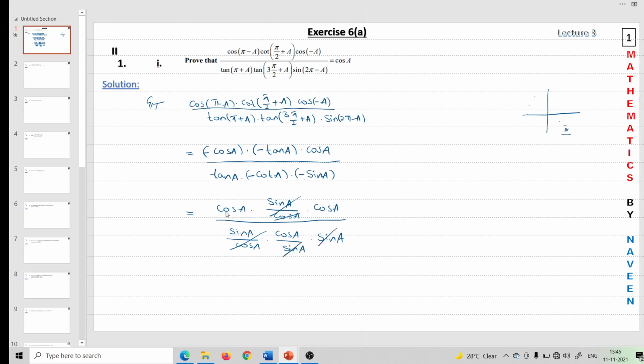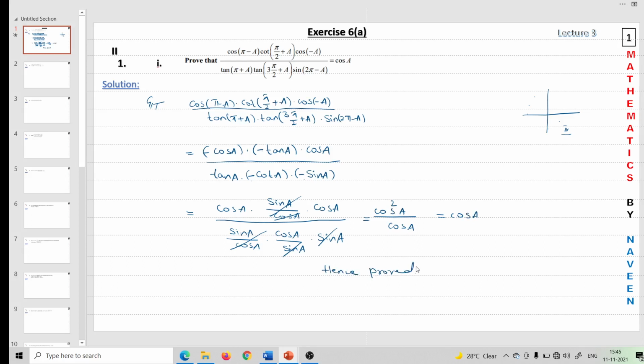Sin a gets cancelled, so we remain in numerator with cos square a, divided by denominator only cos a, so that implies only cos a, one cos a gets cancelled, right? Hence proved.